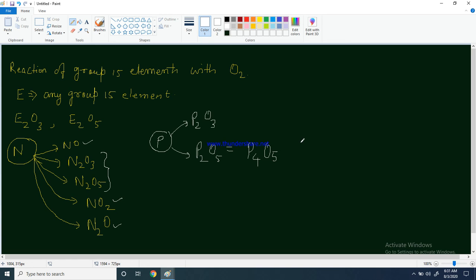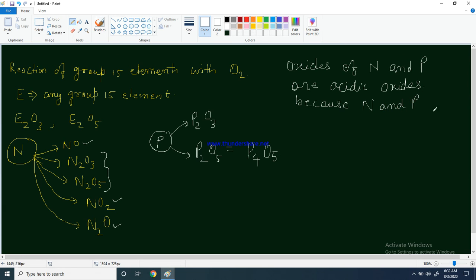Another thing to remember here is that oxides of nitrogen and phosphorus are acidic oxides because they are non-metals.